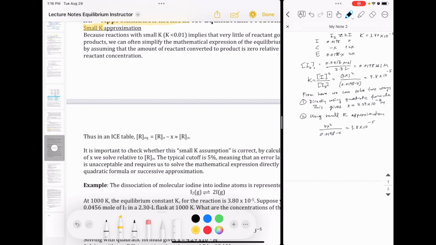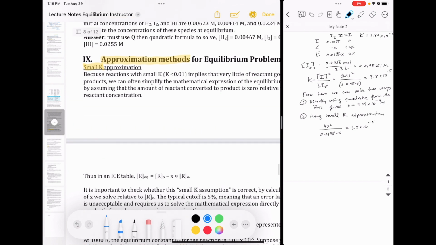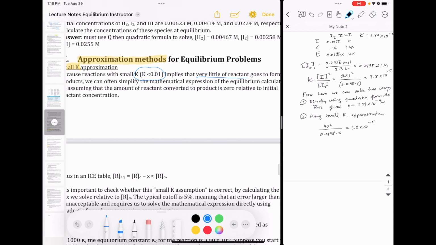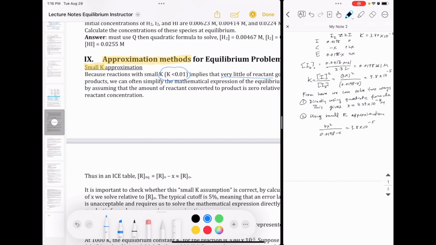As we know, if K is a small value, much smaller than 1, typically in the case of this approximation, anytime it's less than about 1/100th or 0.01, then we know that very little of that reactant actually goes to form product. So when we look at the change of the reactant with respect to what we start with, the change is very small.